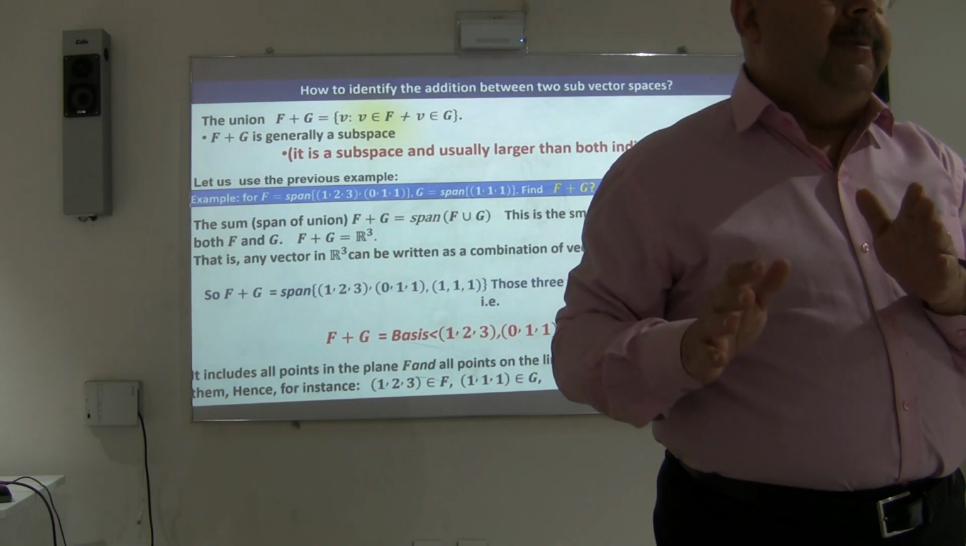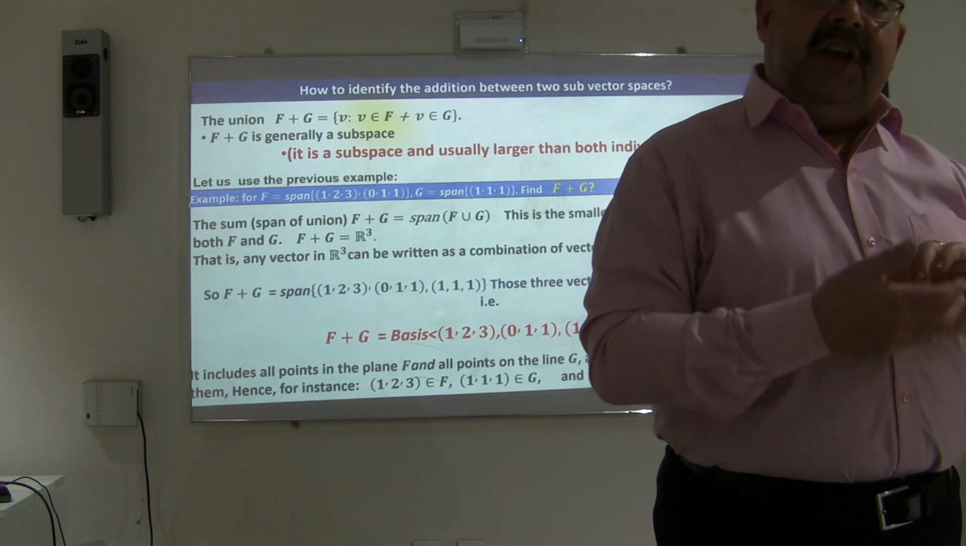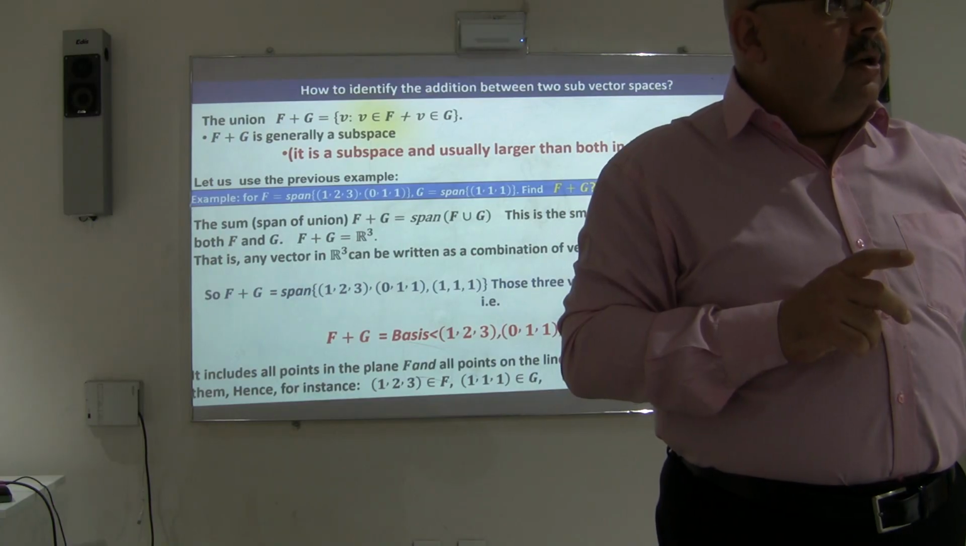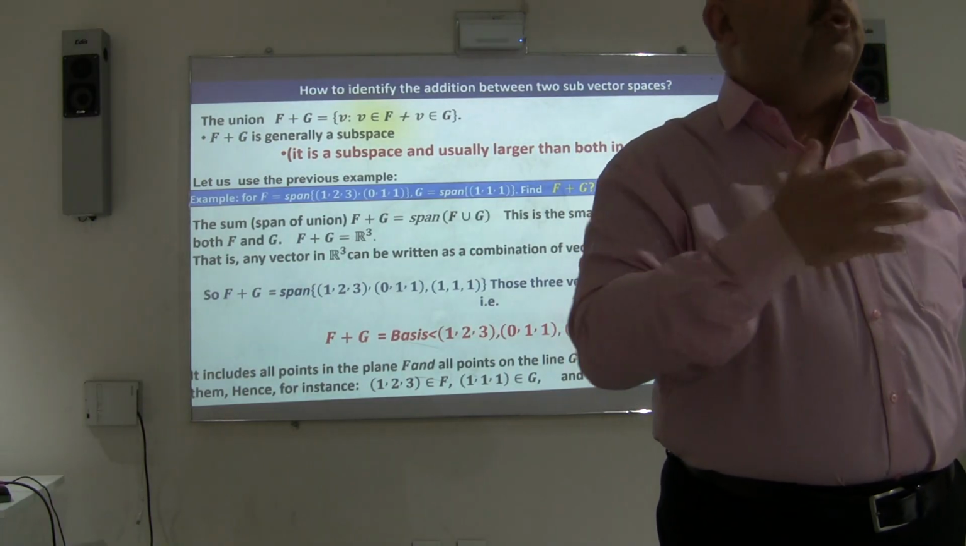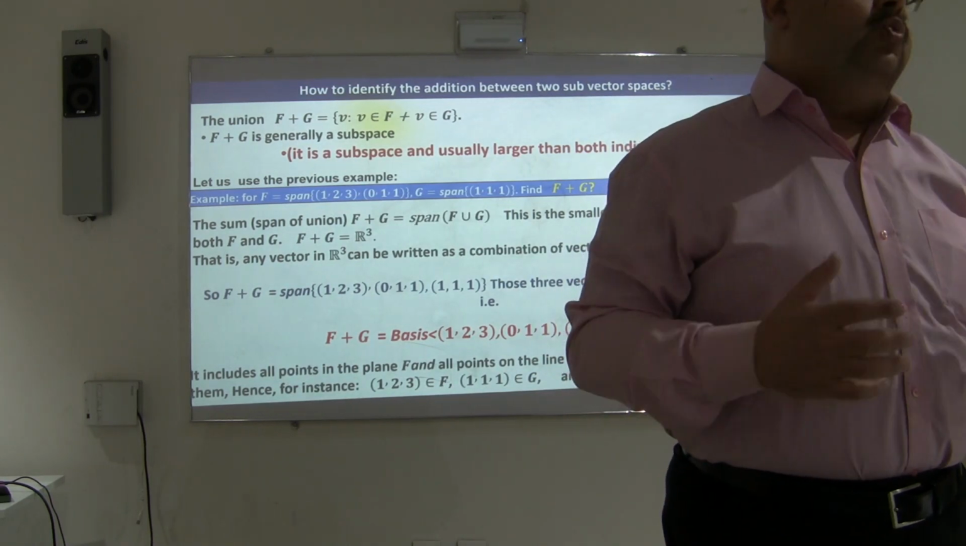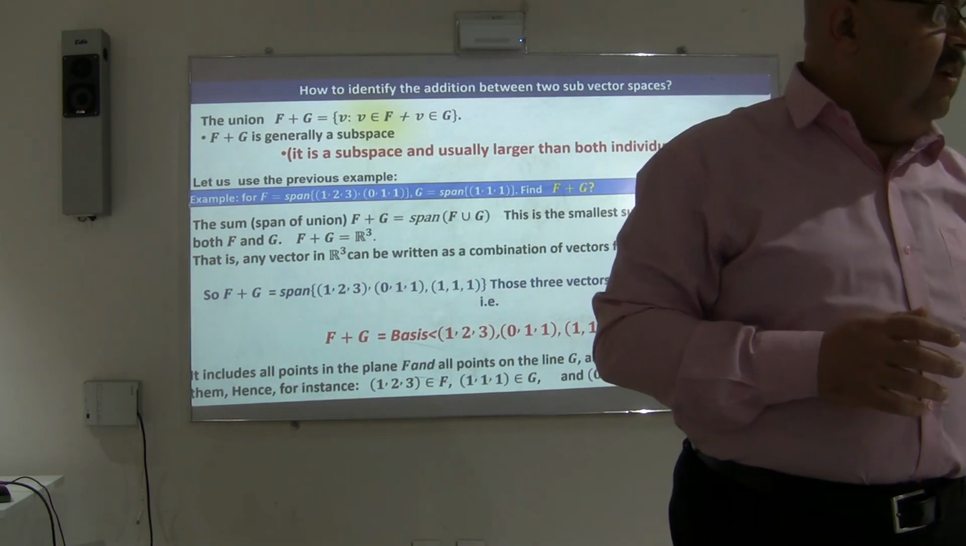That's the union. Now the addition, the sum. In the case of the addition, you will have the set of linear combinations of both of them, and both of them combined together. So it's a huge set. This is why the addition is usually going to be a subvector space.